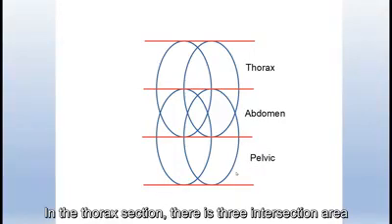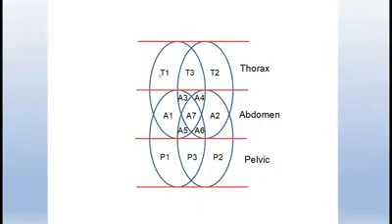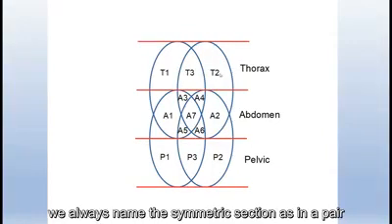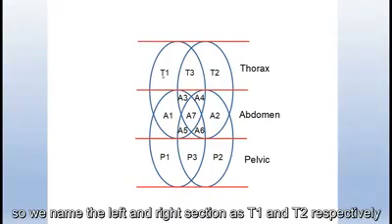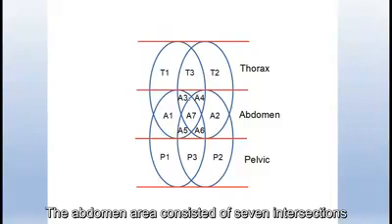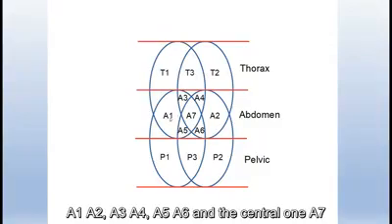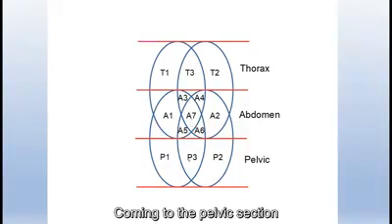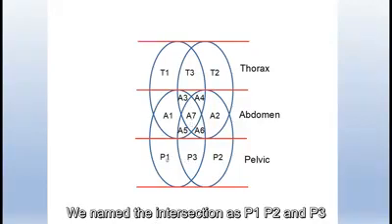In the thorax section, there are three intersection areas. We always name the symmetric sections as a pair. So we name the left and right sections T1 and T2 respectively. T for thorax. The abdomen area consists of 7 intersections: A1, A2, A3, A4, A5, A6, and the central one A7. Coming to the pelvic section, we name the intersections as P1, P2, and P3.